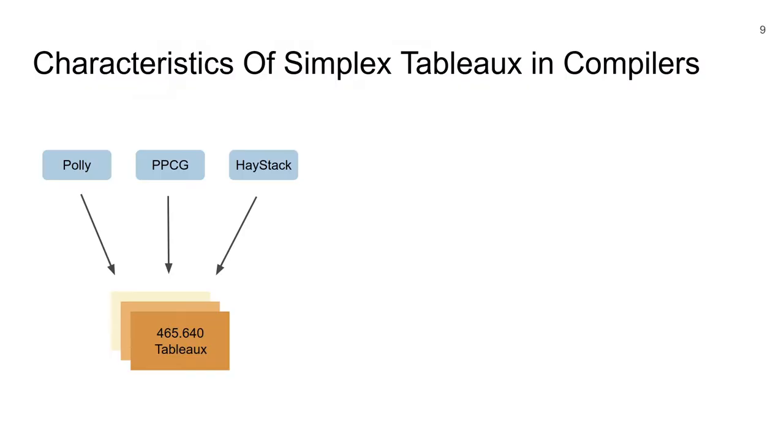For this, we identify three state-of-the-art compilers that use polyhedral modeling. The first is Polly, a polyhedral loop nest optimizer for LLVM. The second is PPCG, a polyhedral compiler that translates sequential C programs into fast CUDA code. Finally, there's Haystack, the analytical cache model that we already used to motivate this work. We run all three compilers and obtained almost 500,000 simplex tableaus. Let's now analyze these simplex tableaus.